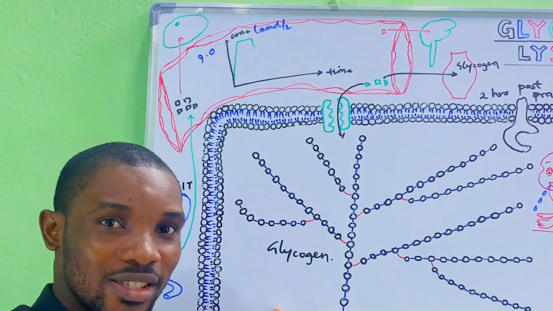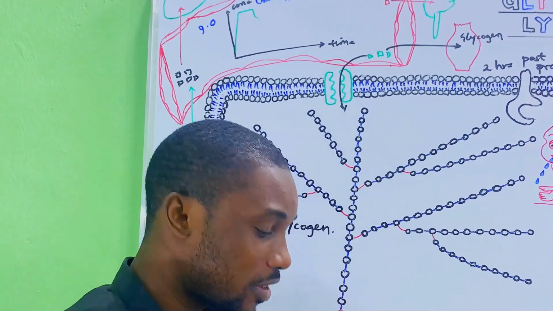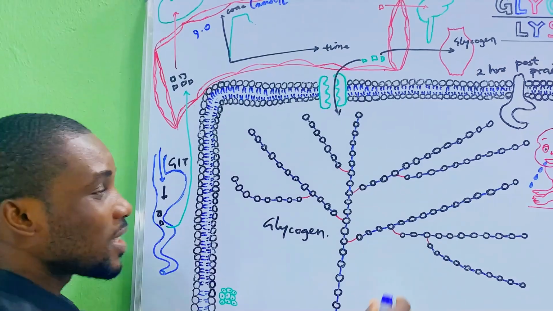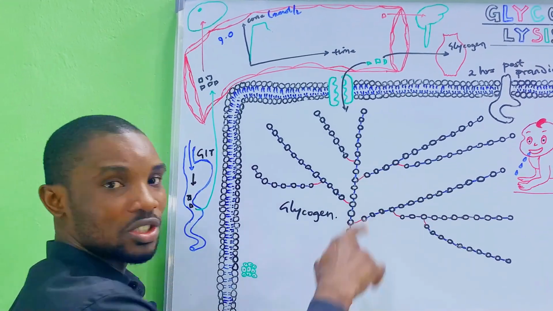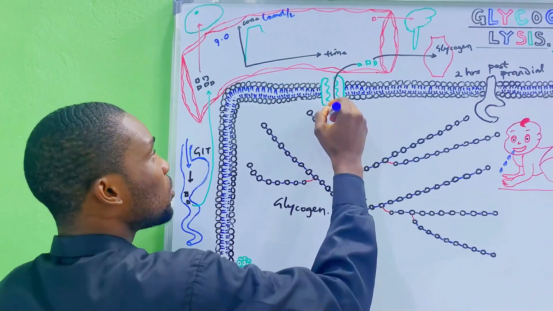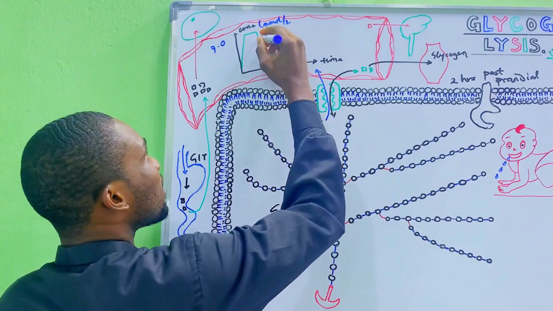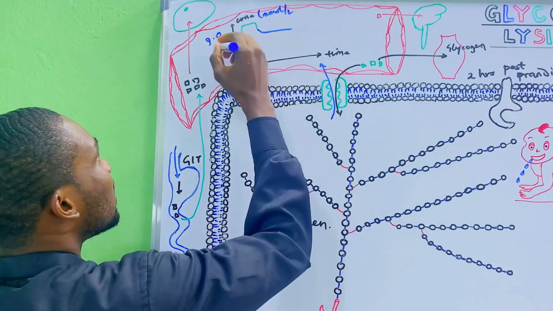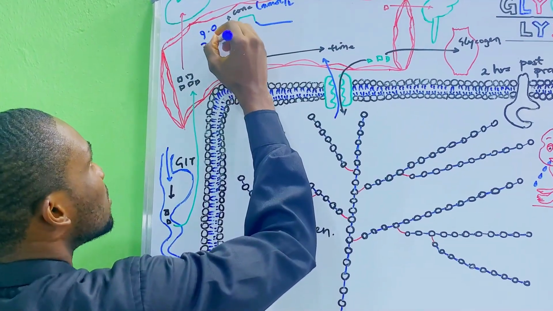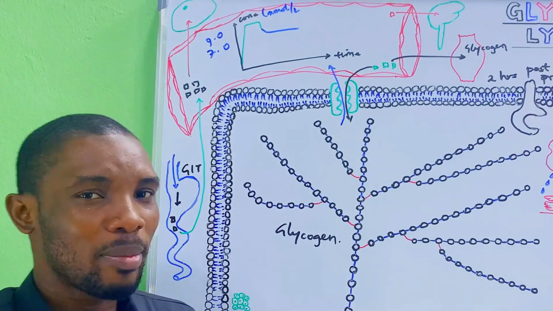Then the liver senses it: the blood glucose is falling, and we need to maintain the blood glucose level. What does it do? It starts breaking down this glycogen to form glucose, which is then shunted into the bloodstream. So we have another steady state maintained by the liver, let's say about 7.0 millimole per liter, maintained by the liver.